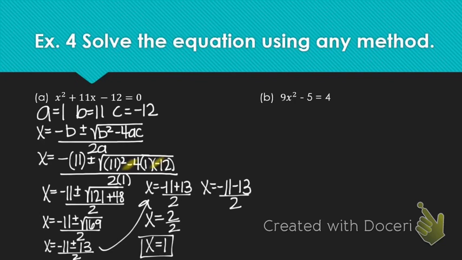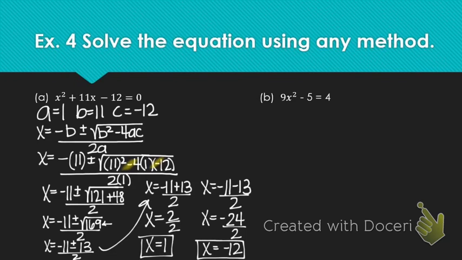There's my first answer. What's negative 11 minus 13? Negative 24 divided by 2. What does x equal? Negative 12. So this graph would cross the x-axis at 1 and at negative 12. And again, if we go back here to what we got under the radical, it was a positive number. So we should know at the end we'll have 2 answers.